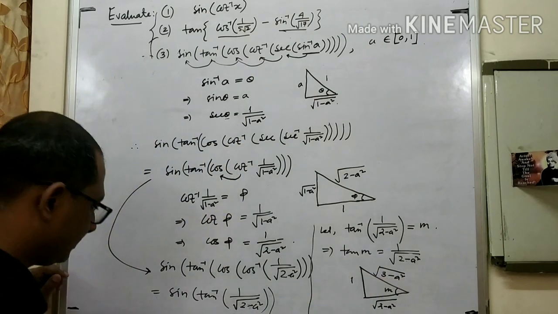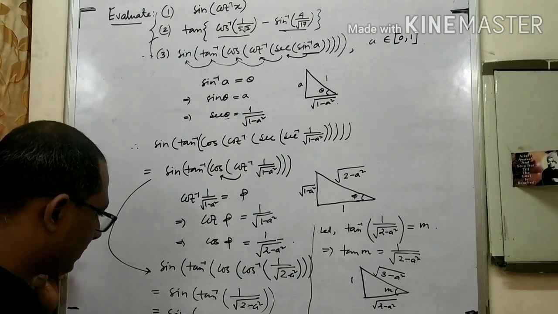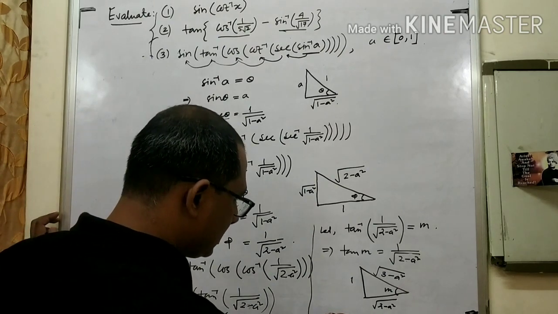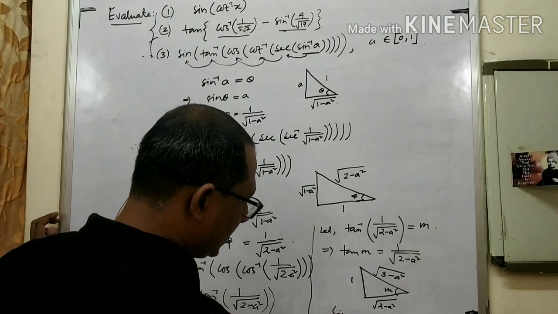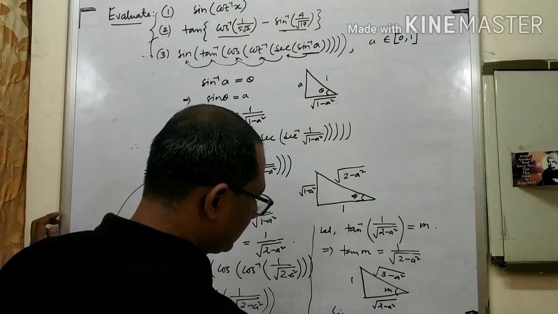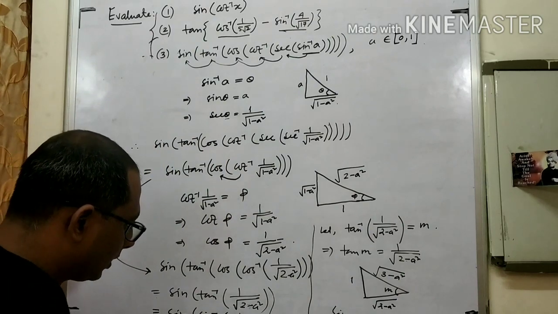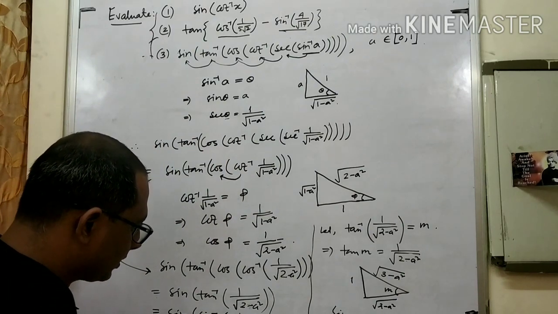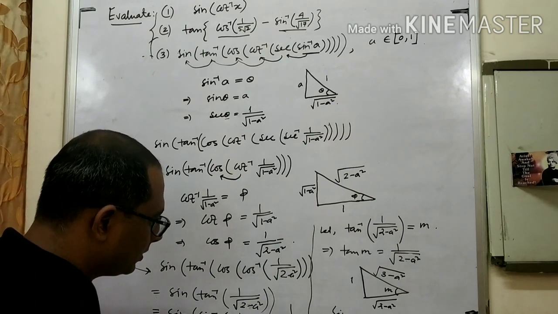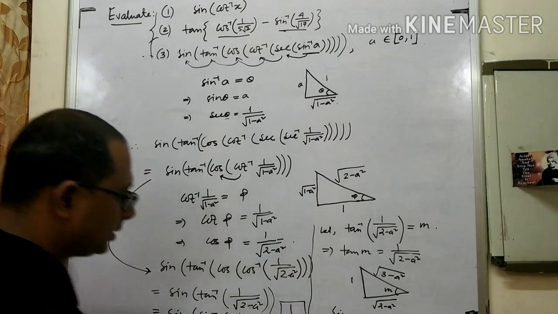So finally we get sine inverse of, so what do I need? Sine m, perpendicular by hypotenuse, 1 by root over 3 minus A square. This will be the answer actually: 1 by root over 3 minus A square. That's it.